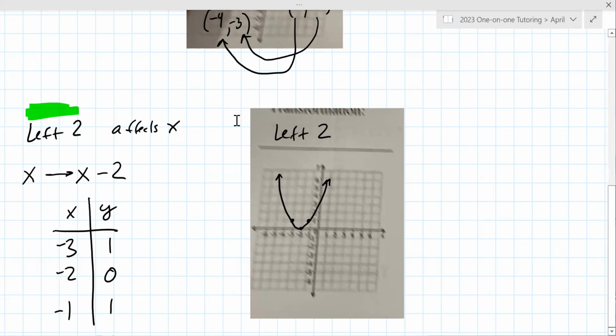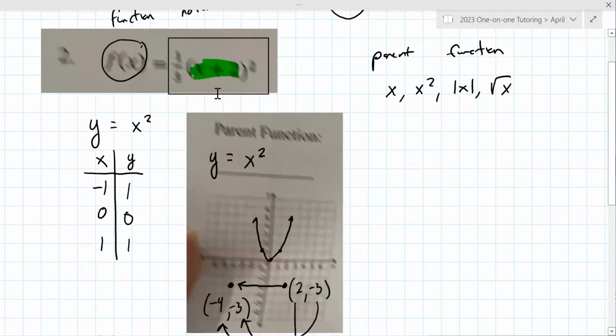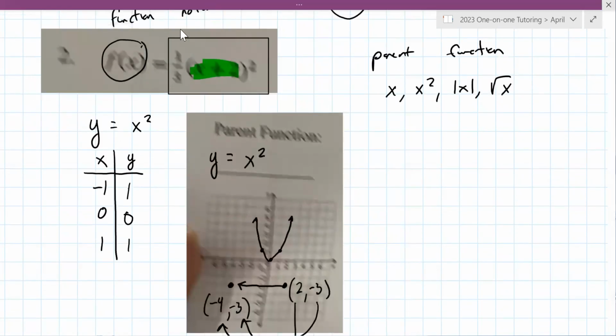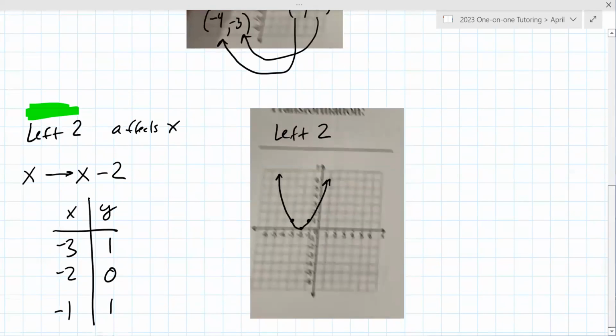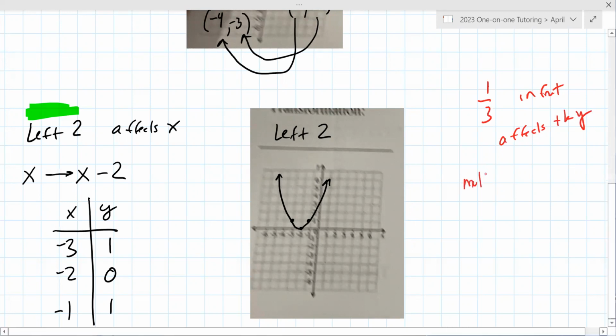All right, you ready to do the last transformation? Yep, the last transformation is this 1/3 here out in front. So this 1/3 out in front, what it does, it affects the y. Every y value is multiplied by 1/3.